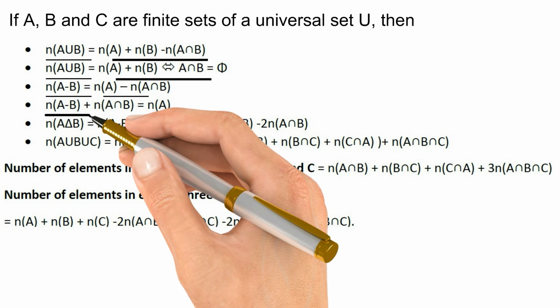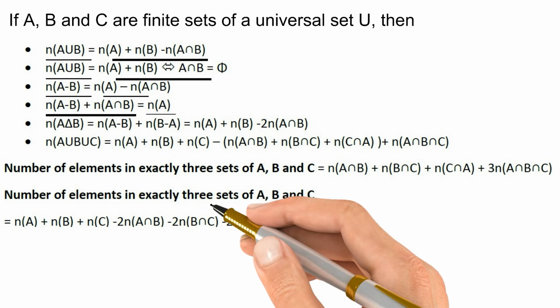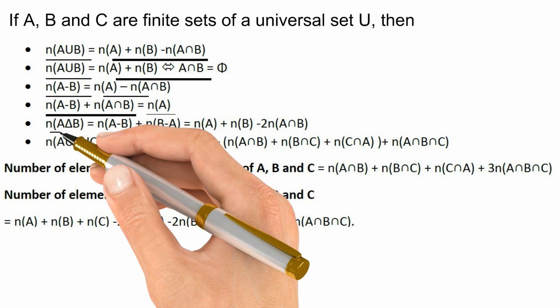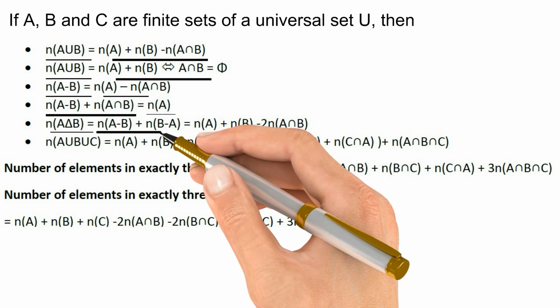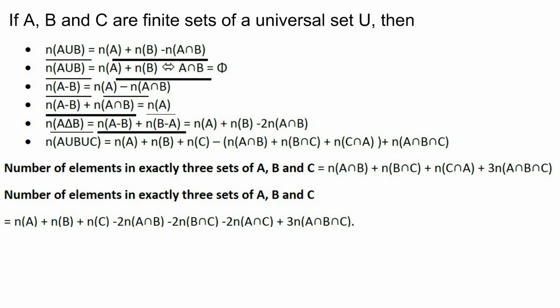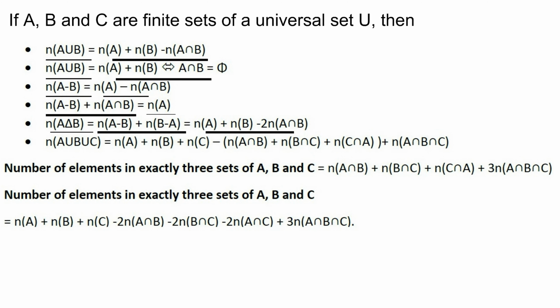The number of elements in A minus B plus the number of elements in A intersection B equals the number of elements in A. Now the number of elements in A delta B equals the number of elements in A minus B plus the number of elements in B minus A, which equals the number of elements in A plus the number of elements in B minus 2 times the number of elements in A intersection B.